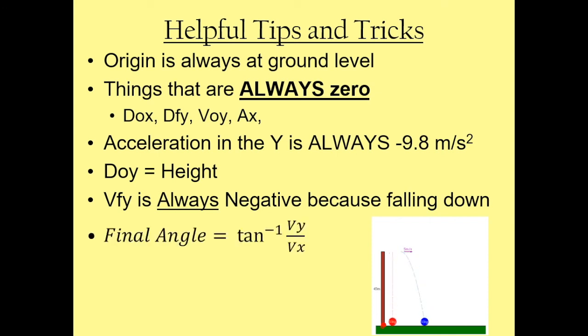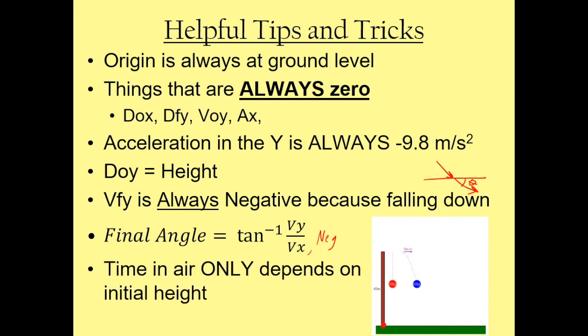Our final angle, that's something more advanced, but if it asks us what angle does the object hit the ground, the way we can solve for that is using trig. And we know that the angle will equal the inverse tangent of the velocity in the y direction divided by the velocity in the x direction. It's important to note that this velocity in the y direction is always negative, meaning that our final angle will give us a negative value as well. And a negative angle is just referring to the fact that if we have an object that hits the ground here, it means that it's forming this angle with the ground, which we would consider to be a negative angle.